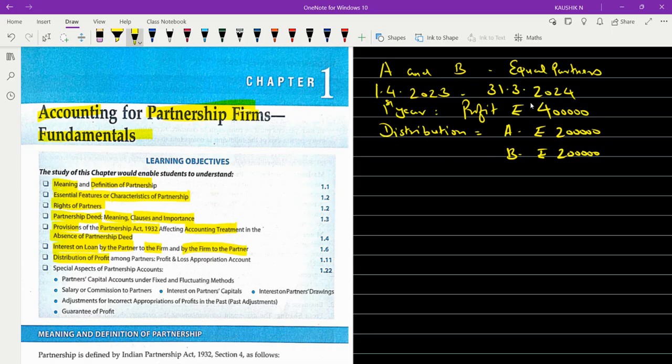But in this year, in partnership, please remember, you have to prepare something called profit and loss appropriation account. Okay, what is the name of the account?